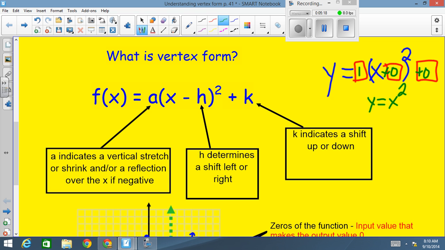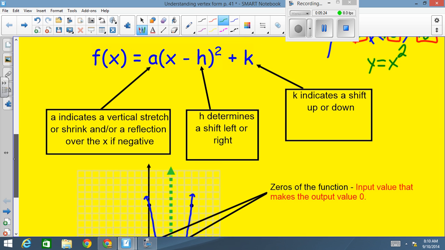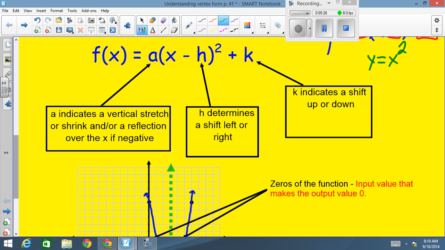In other cases, there are going to be numbers inside, outside, and in front. We talked about that in the previous unit. So the a indicates our stretch or our shrink or compression. And if that number is negative, then that flips over the x-axis. That's a flip over the x. That's where the smiley face becomes a frowny face.